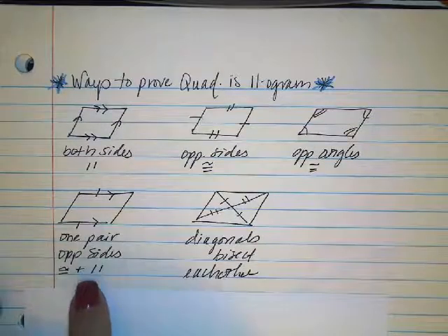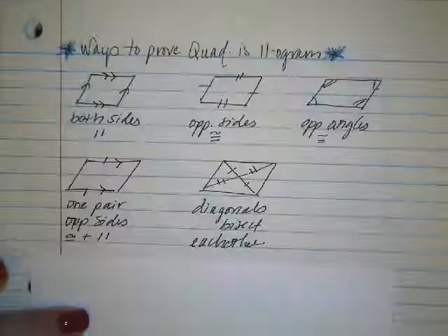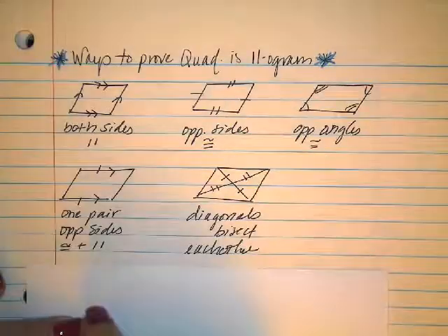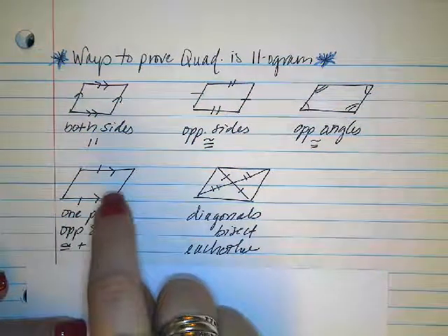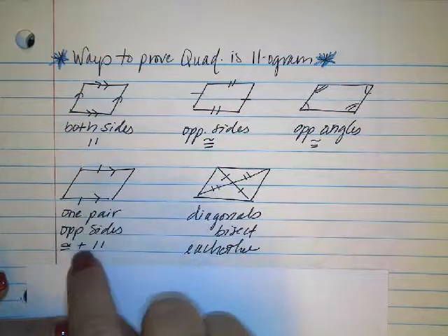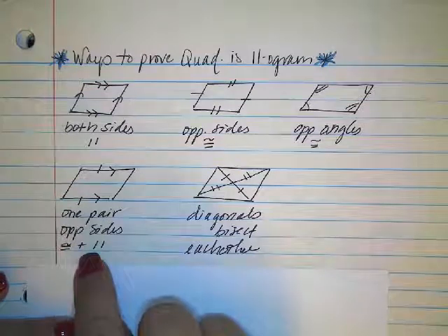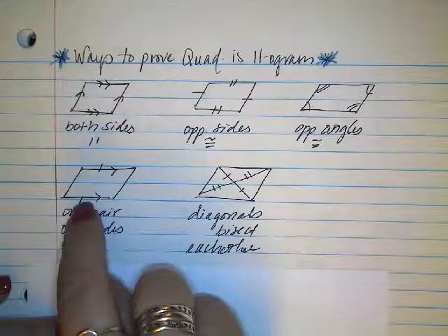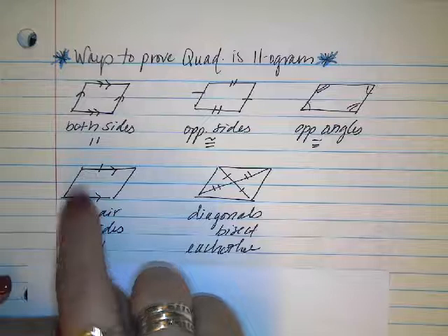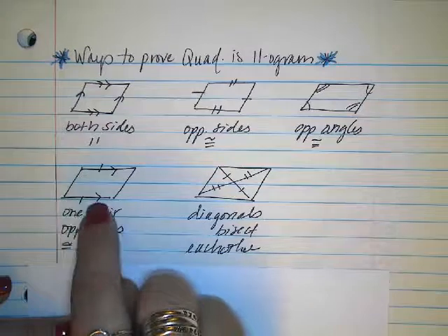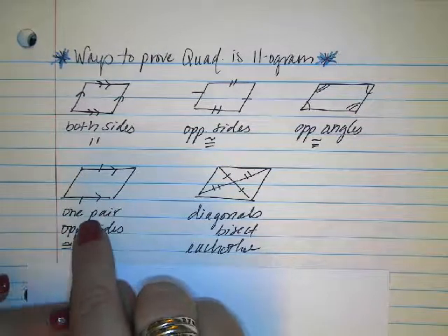This is something to be added, something that you probably haven't seen before. I think it's from section 3, is that if I have one pair of opposite sides that are congruent and they're both parallel, then I know it's also a parallelogram. So I can see right here, these are marked. These are equal to each other, they're congruent, and these are also parallel. So I can say that this is a parallelogram.